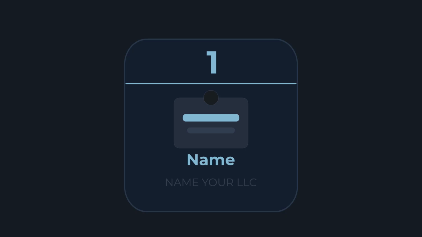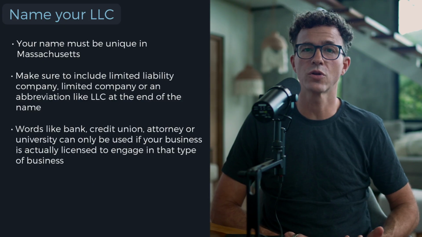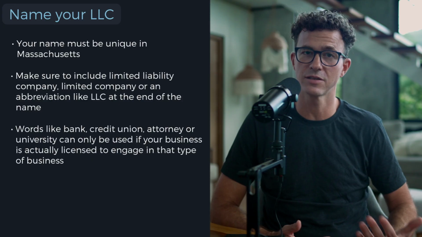Step 1, choose a name for your business. Something most people don't realize is that your LLC name is one of the most common reasons that LLC filings get rejected. Your name must be unique in Massachusetts and end with limited liability company, limited company, or an abbreviation like LLC. Words like bank, credit union, attorney, or university can only be used if your business is actually licensed to engage in this type of business.